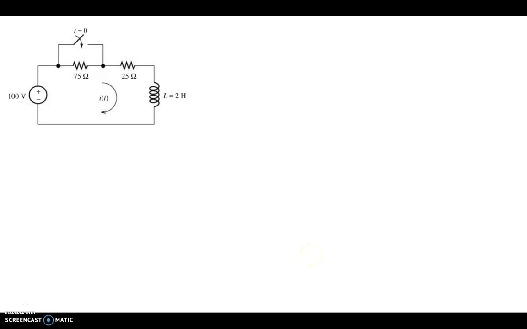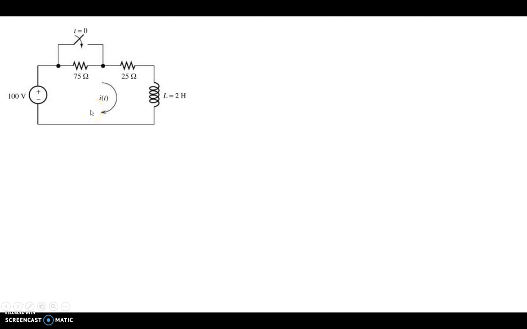All right, welcome. In this example, we will take a look at a first order RL circuit, so a resistor inductor circuit. We're told that there's a switch that has been open for a long time, and at time t equals 0, the switch is closed, and the switch is right here. So the question is, what happens in response to this change in the switch condition from open to close? How does the current going through the inductor react? So what's the current to the inductor because of that event?